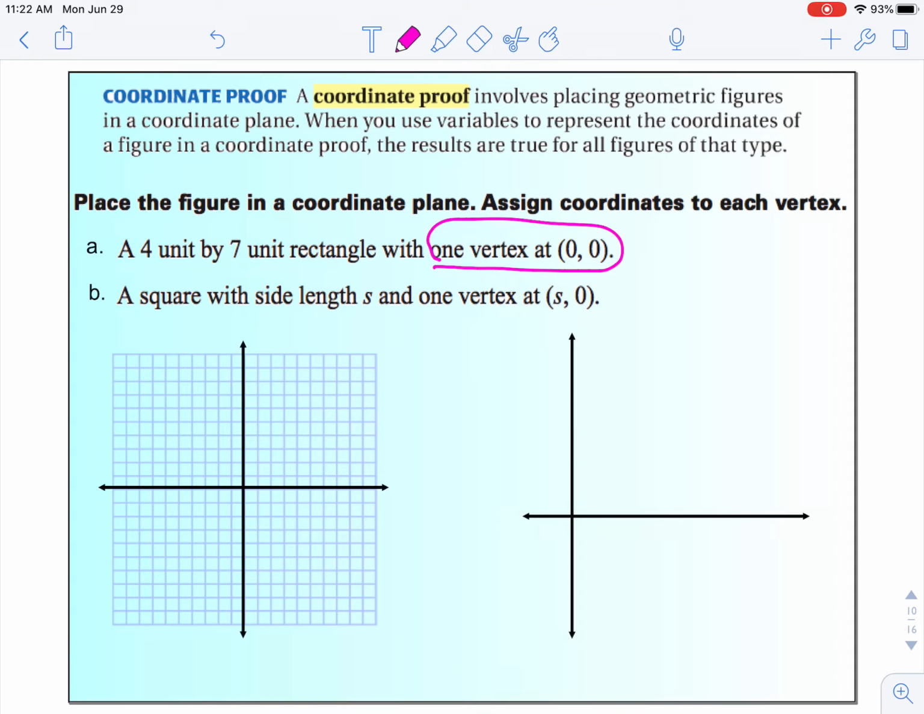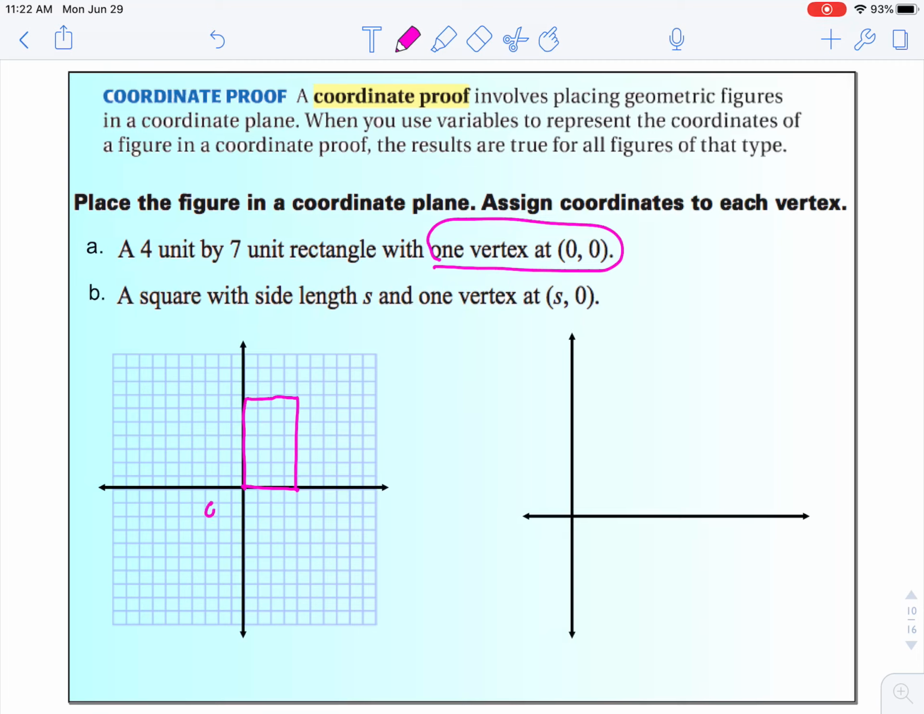The first example says we want to place a figure in the coordinate plane and assign the coordinates to each vertex, and we want a 4 by 7 unit rectangle. So we want to have 4 units for one side and 7 units for another.